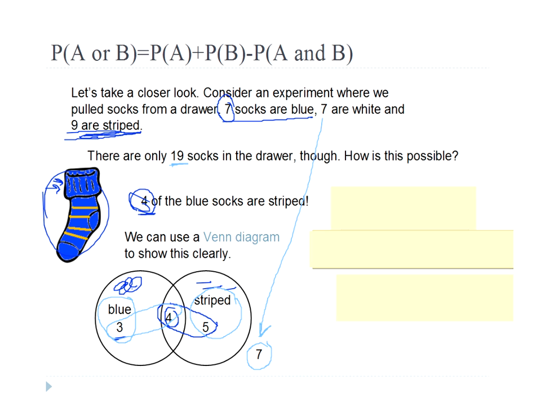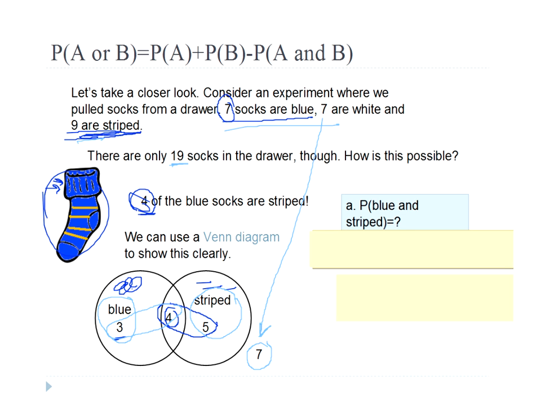In any case, what we're looking at here is just separating the data to make it a little bit more clear of what exactly we have. Because if I just told you this information, 7 are blue, 7 are white, 9 are striped, you don't know how many are overlapped. Okay? So let's see how we can use this now.